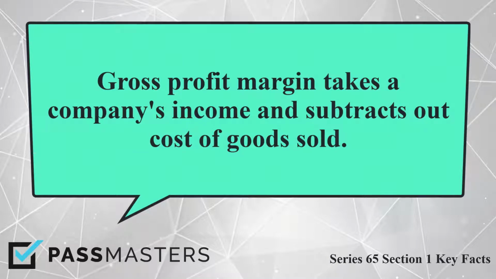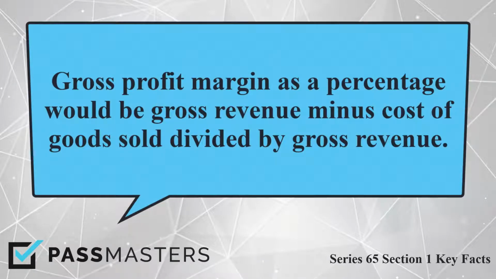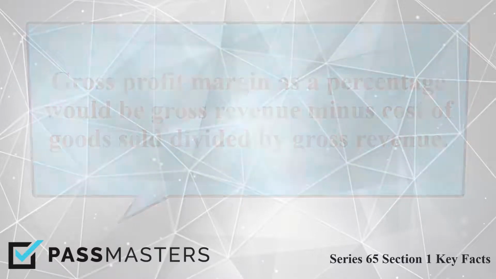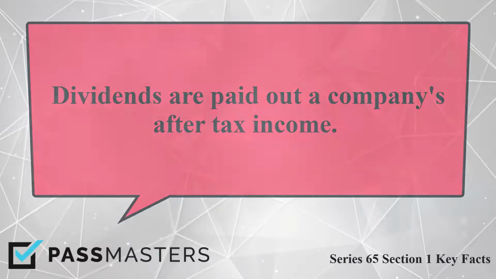Gross profit margin takes a company's income and subtracts out cost of goods sold. Gross profit margin as a percentage would be gross revenue minus cost of goods sold divided by gross revenue. Dividends are paid out of a company's after-tax income.